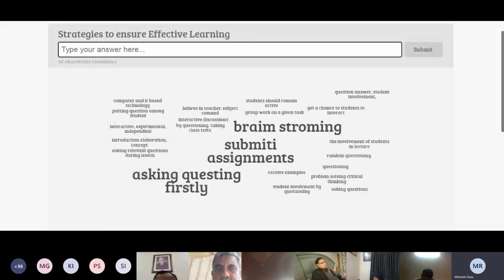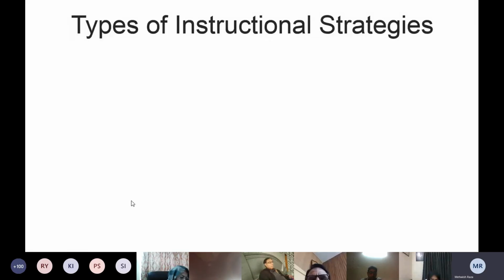So brainstorming, asking questions, submitting assignments, asking relevant questions. So the more focus that your cohort has is on questioning as a technique to engage students and to make sure that your instructional strategies that you all use. Let's talk about the different types of instructional strategies that instructors use in order to make sure that their students are actively involved in the teaching and they maximize the learning outcomes.